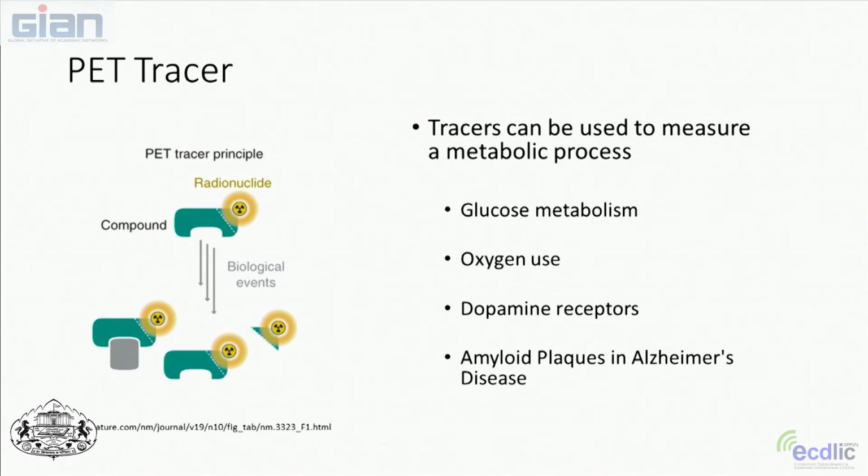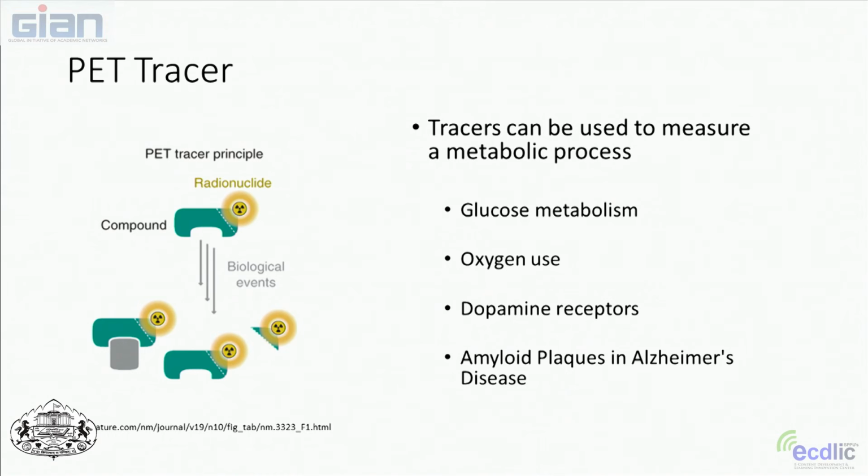Tracers can be used to measure glucose metabolism, oxygen. You can use them to measure dopamine receptors. And I worked at the PET Center at the University of Pittsburgh for about a year. And there they had developed this tracer they called Pittsburgh Compound B. And they use it to label and bind to amyloid plaques in Alzheimer's disease. So this was sort of a new discovery that came out of Pittsburgh.